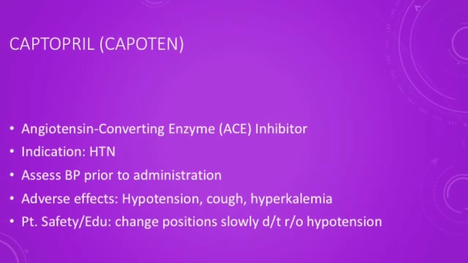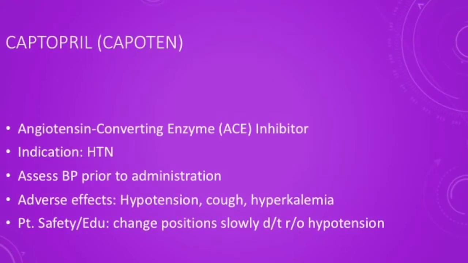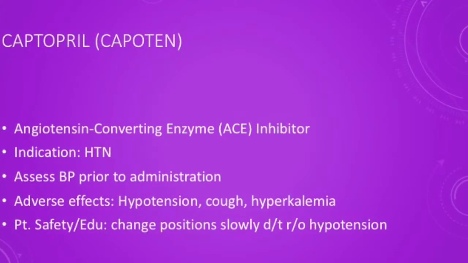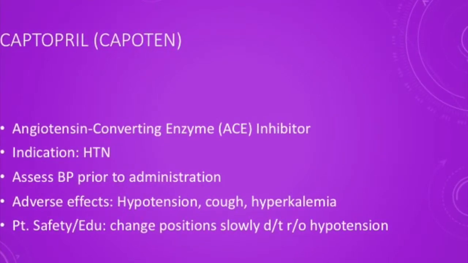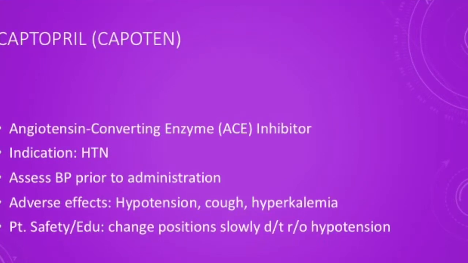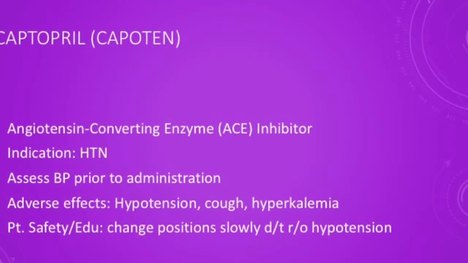So for captopril, an ACE inhibitor, again, we're checking the blood pressure. It's for hypertension. Adverse effects include hypotension, cough, and hyperkalemia. Too much potassium. And then patient safety education, change position slowly due to the risk of hypotension. Pretty common with all of these.